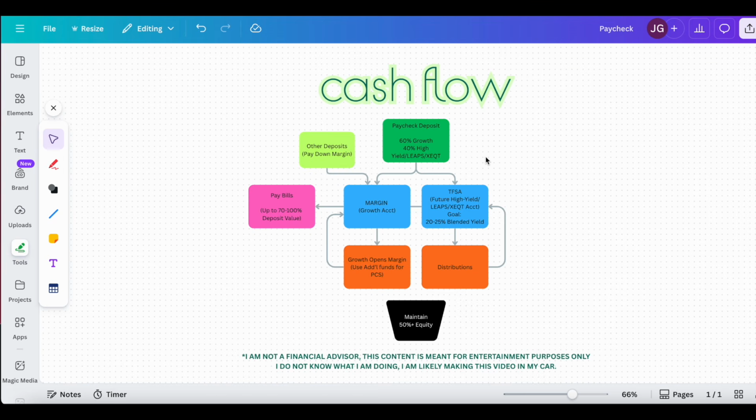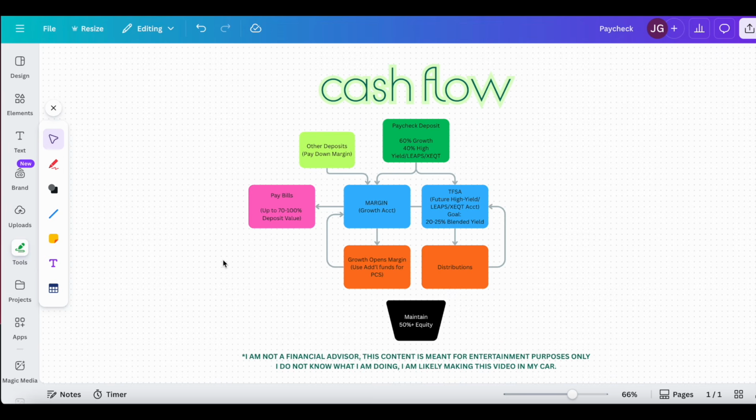Canva. People are asking me, where'd you make that cash flow diagram? This is Canva, and it's pretty simple. If you use the tools and all that stuff that they got, they do the arrows for you automatically depending on what direction you want them. Very simple if you're looking to make your own type of cash flow diagram, just so you can understand.